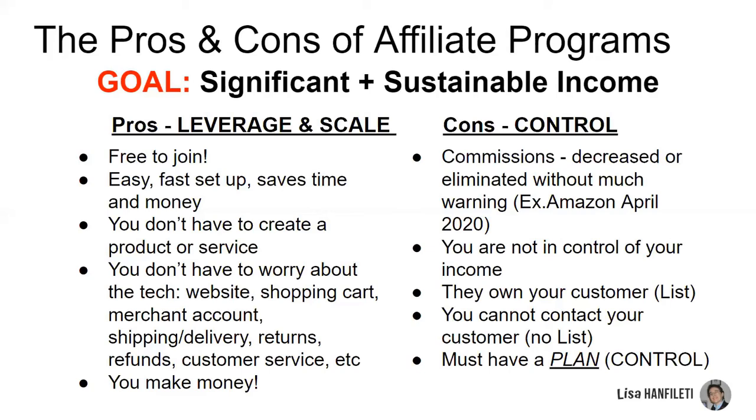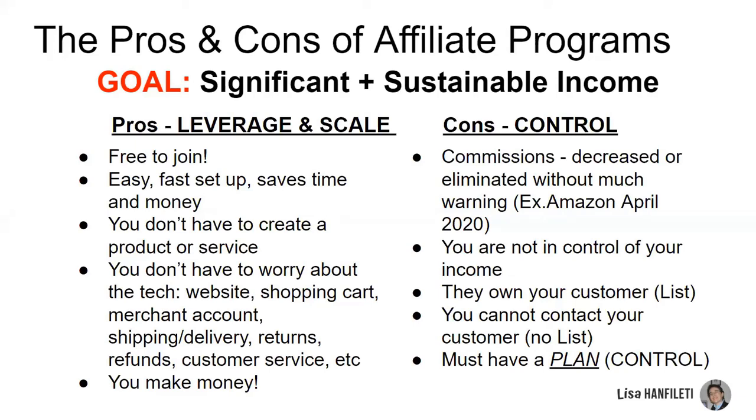When you join an affiliate program, you can look and see what that affiliate commission percentage is, but they have the right to change that percentage anytime they want. They can decrease it, they can eliminate it, and they don't have to give you any warning. So because of that, you're not in control of your income.